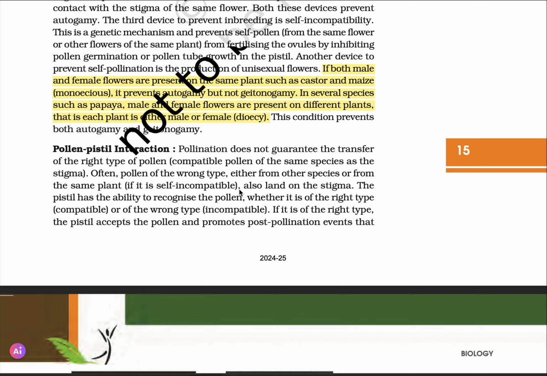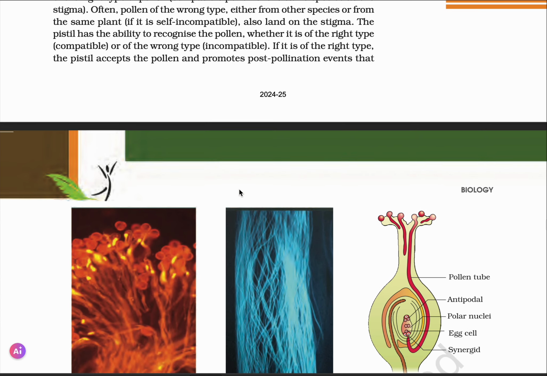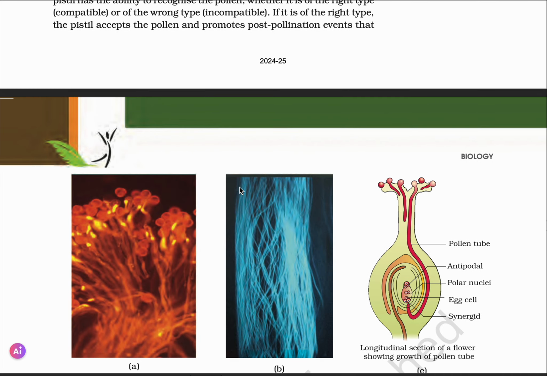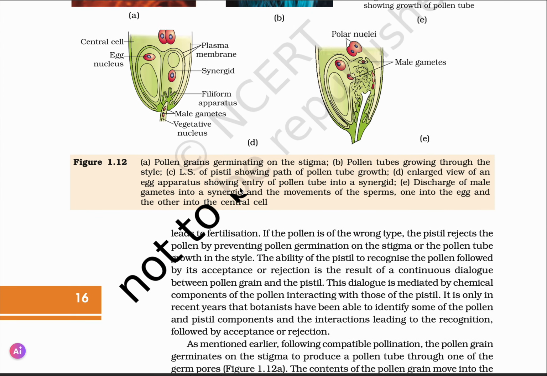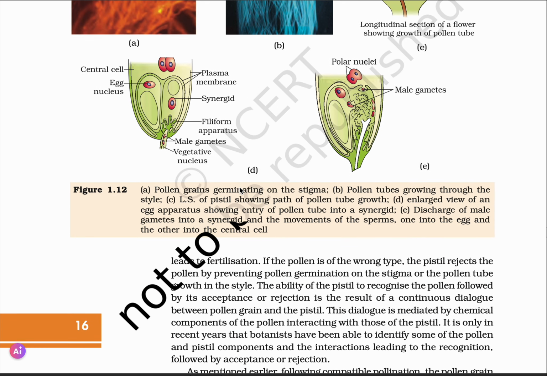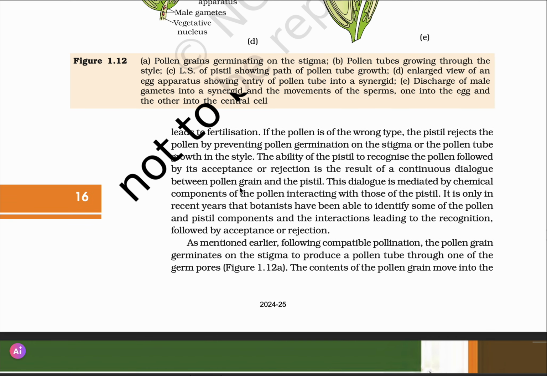The pistil has the ability to recognize whether the pollen is of the right type or the wrong type. If it is of the right type, the pistil accepts the pollen and promotes post-pollination events, that is, leads to fertilization. If the pollen is of the wrong type, the pistil rejects the pollen by preventing pollen germination on the stigma or pollen tube growth in the style.